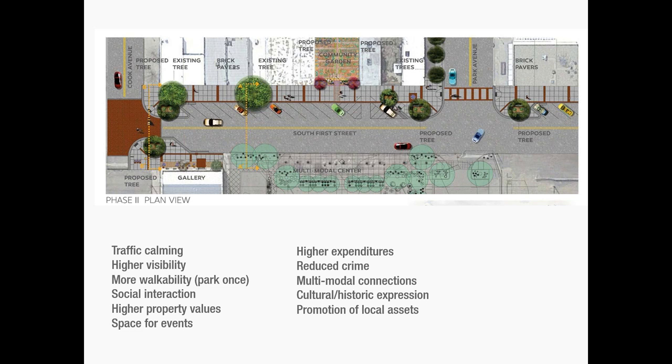And so having comfortable public spaces where folks can actually have face-to-face interactions is just becoming more and more important. Higher property values. Having functional space for your events with supporting infrastructure like power and shade, spaces that are easy to block off from traffic potentially. Higher expenditures, people spending more money. Reduced crime. There's also good research that shows that, believe it or not, street trees can reduce crime in urban areas as much as 12%.